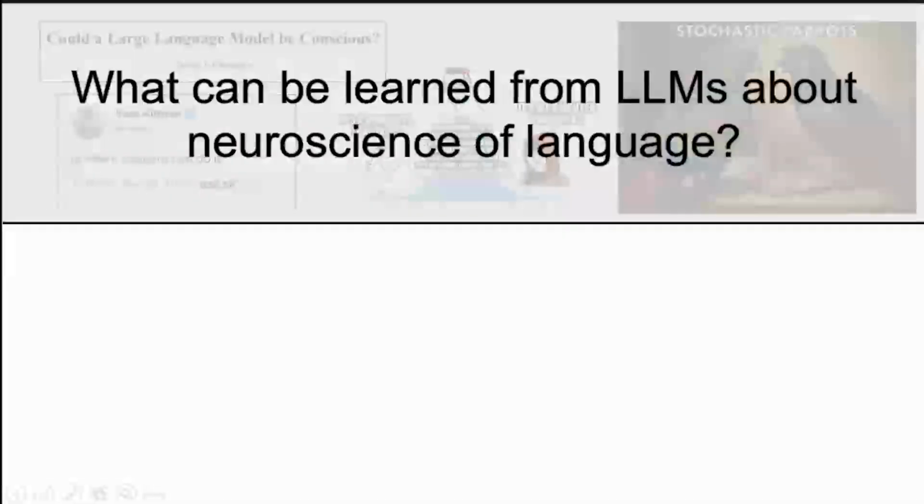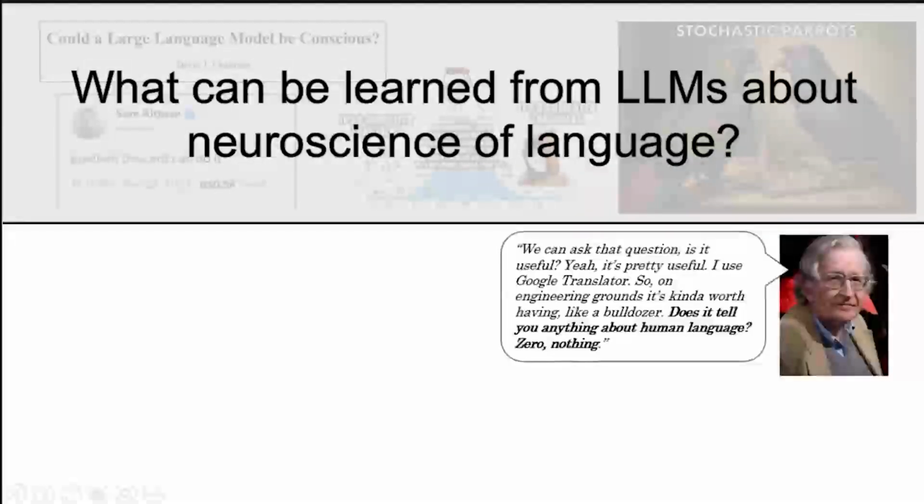But the question we are going to be focusing on is what can be learned from LLMs about the neuroscience of language. And here there are two camps. The first camp is the Noam Chomsky camp. This is an actual Noam Chomsky quote that he gave on a podcast, I think it was 3 years ago. Noam Chomsky, I don't know if you know, is the head of modern linguistics. He's probably one of the most influential people of the last 100 years. And this is his quote.